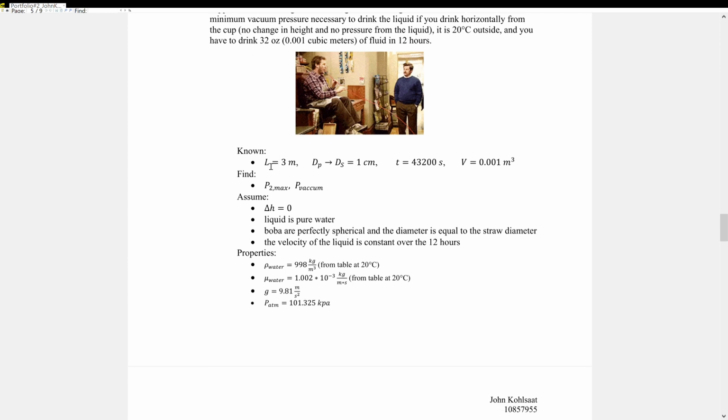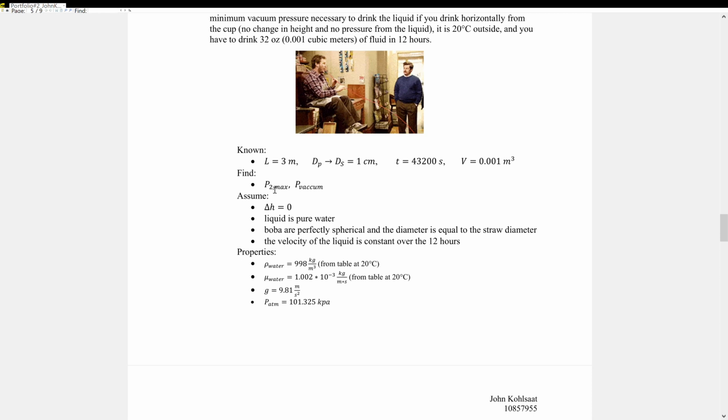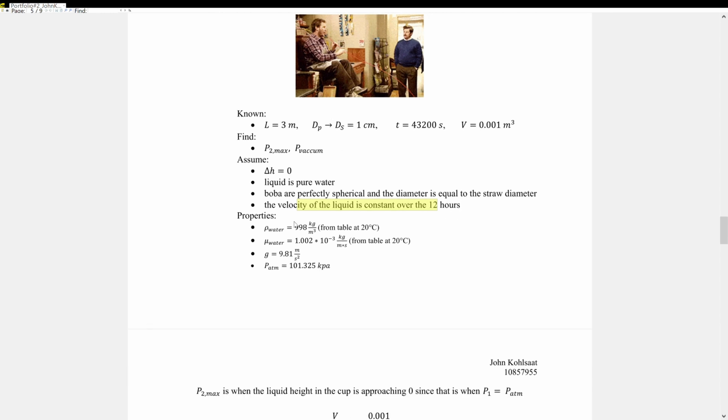And so we're given the length of the straw, we're given the diameter of the particles as well as the diameter of the straw, and we're given the time necessary to drink the fluid and the volume necessary to drink in that time. And we're told to find the pressure vacuum, which we're going to have to find the pressure of the mouth max in order to minimize the vacuum pressure. We're told delta H is equal to 0, liquid is pure water, boba are perfectly spherical, and the velocity of the liquid is constant over the 12 hours. Here are our properties.